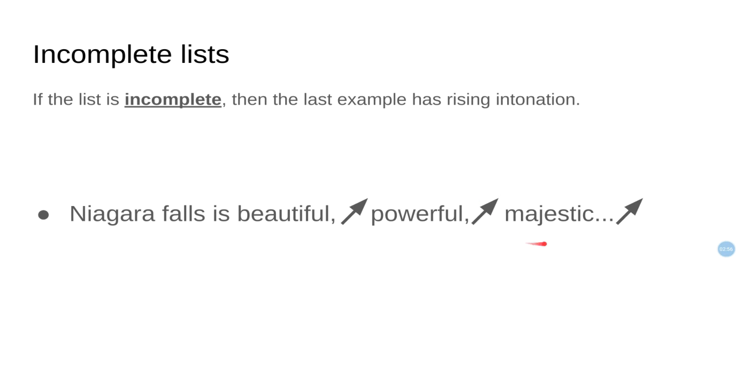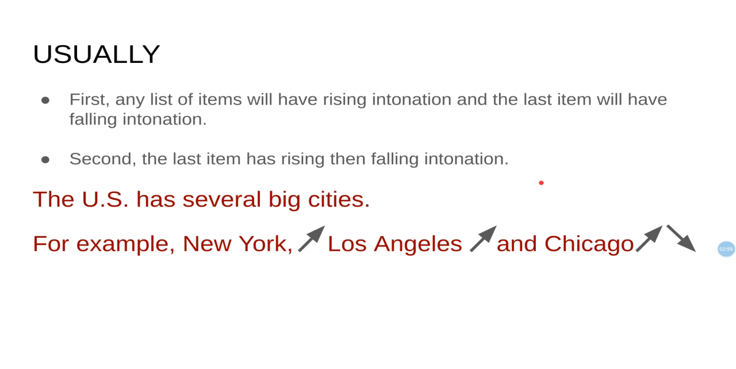Okay, so usually the book doesn't say this, but I feel like I should tell you. There's two important points that you need to know. First, any list of items will have rising intonation and the last item will have falling intonation. That's typical, as far as I've studied, as far as I understand. Second, the last item has rising and falling intonation. So it goes up and then down. Okay, it goes up and then down, and that's also typical. It doesn't just go down.